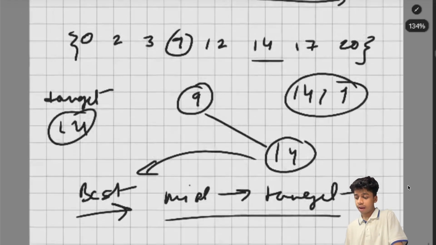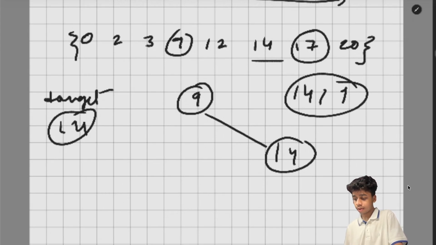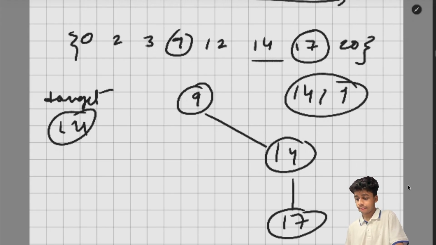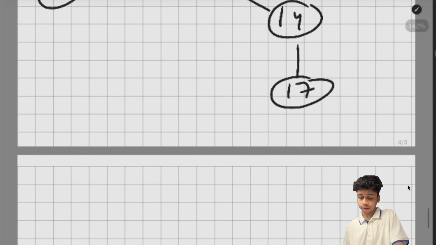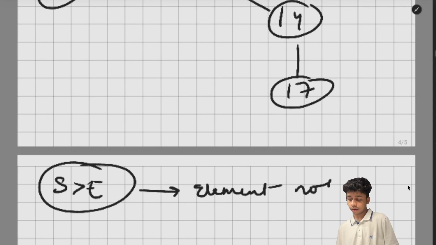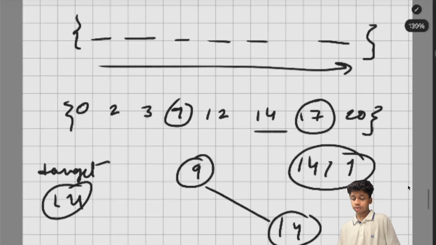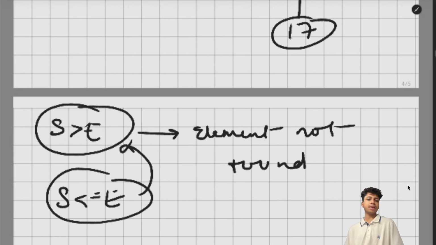And suppose your target was 17. Then for 14, your middle element would be 17. Let's take another example. If the start index becomes greater than e, it means element not found, because we are iterating from s less than equals to e, and after s becomes greater than e it means element not found. We searched till the last index, but the element was not found.